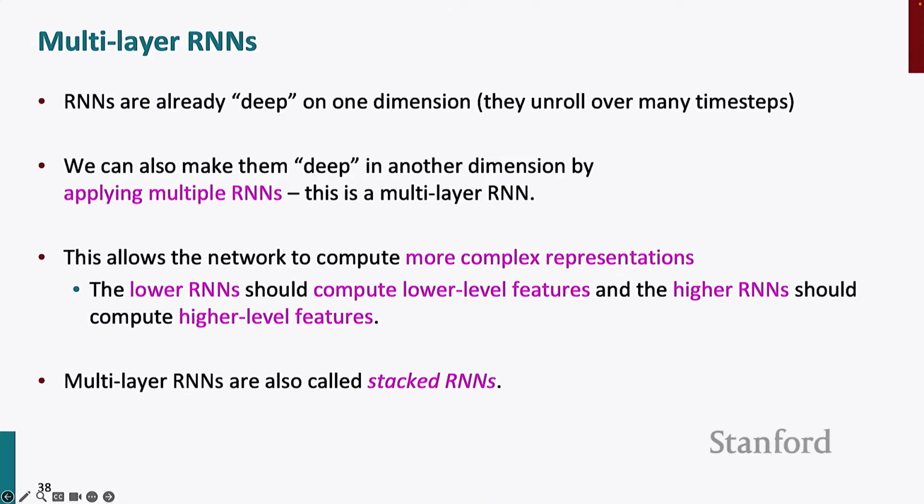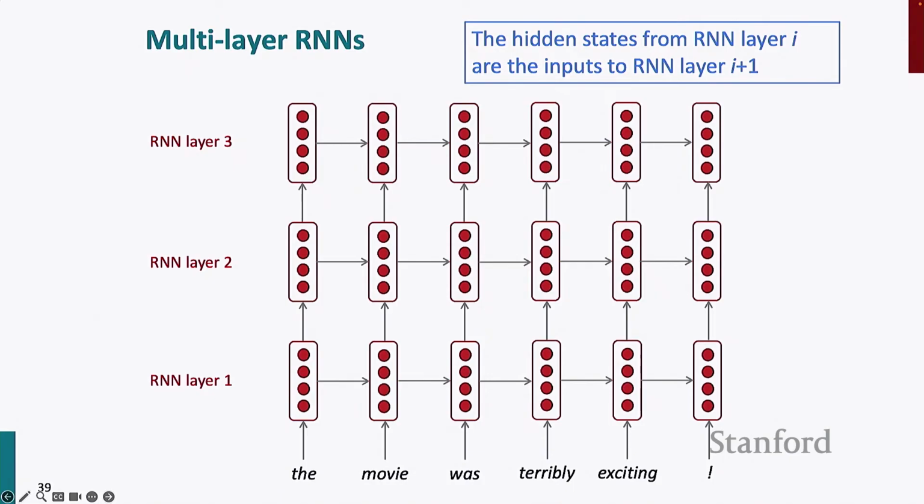RNNs are sort of deep in the sense that they unroll over many time steps. But up until now, they've only been shallow RNNs in the sense that we just had one hidden state. But you can also make them deep by having multiple layers of hidden states, what is also commonly called stacked RNNs. So you'd have several layers of RNNs built above each other.